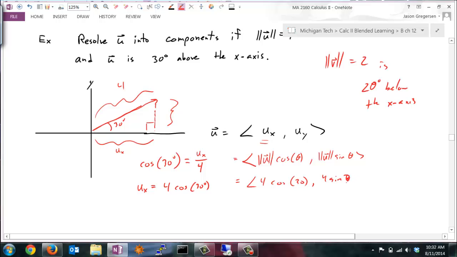Somebody chug that out on a calculator for me. Everybody chug that out on a calculator if you have a calculator. Everybody who has a calculator, calculate this value for me.